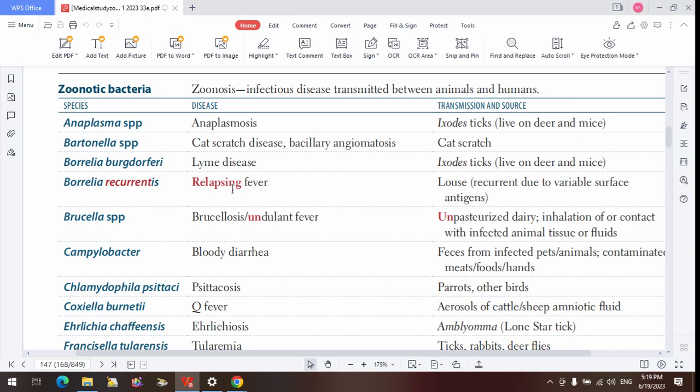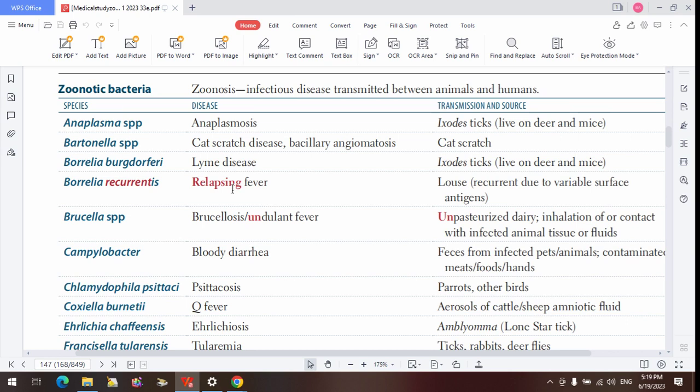But we can see Borrelia, and it can cause two things because there are two species, Burgdorferi and Recurrentis. So Recurrentis causes relapsing fever. Just see that the fever keeps coming and going, relapsing.